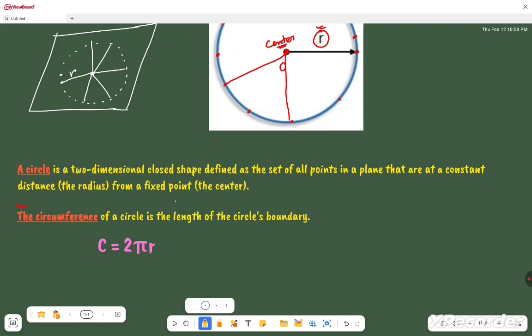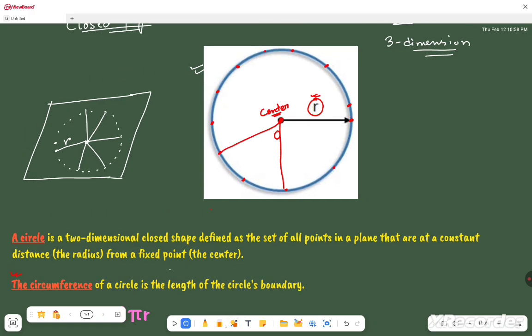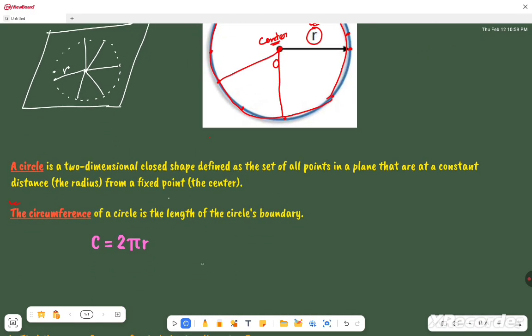First, let us know what the circumference of a circle is. The circumference of a circle is the length of the circle's boundary. Now in this figure you can see this is the boundary of the circle. The total length of the boundary of the circle is called the circumference. The circumference is the total length of the circle's boundary.